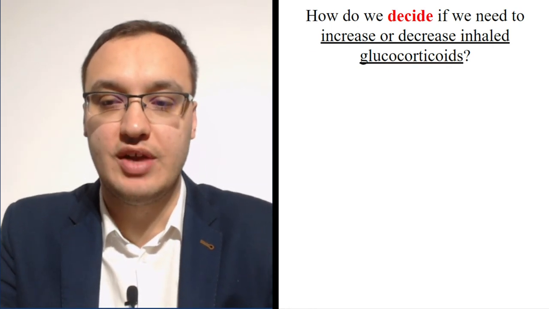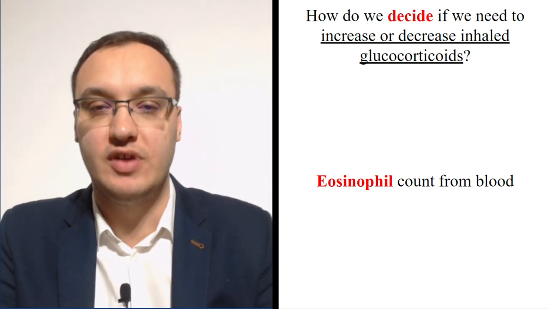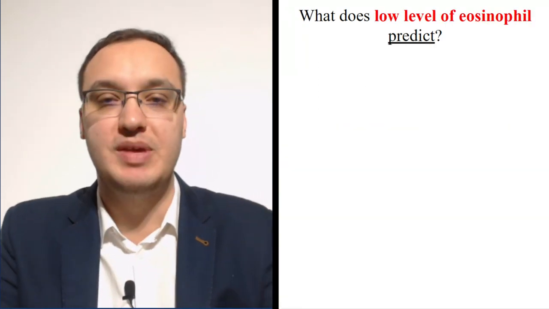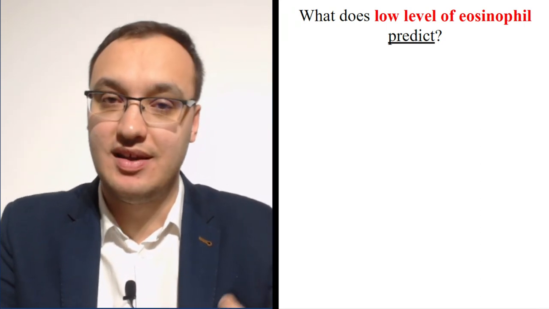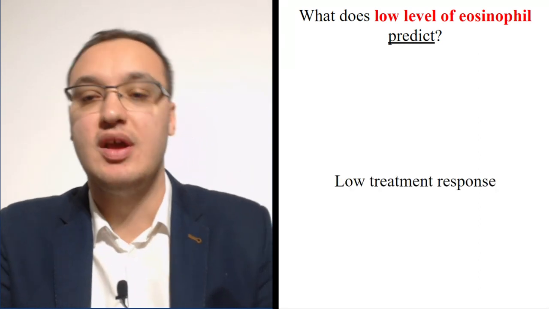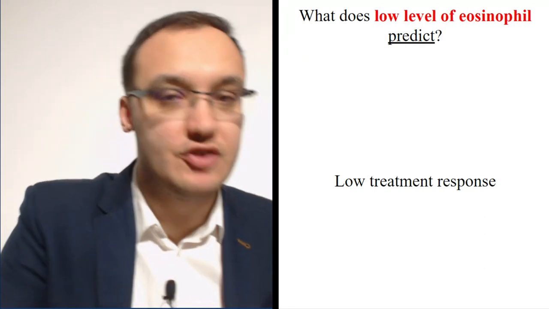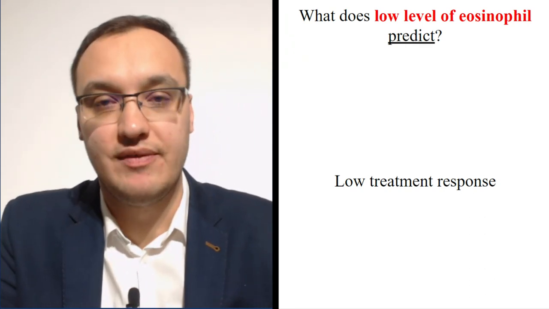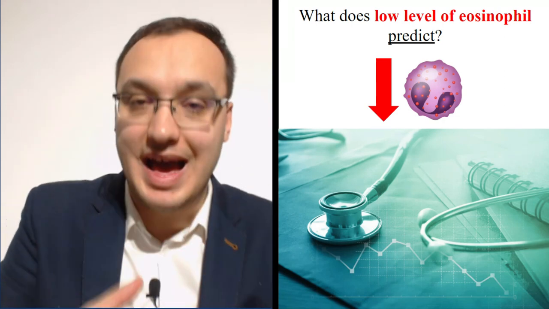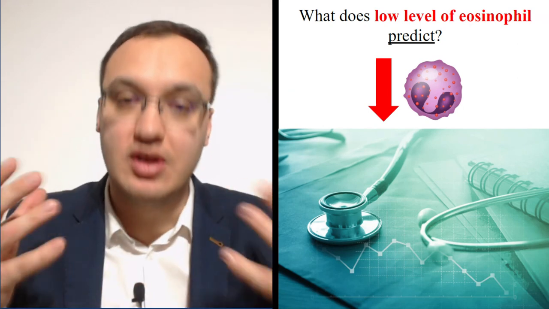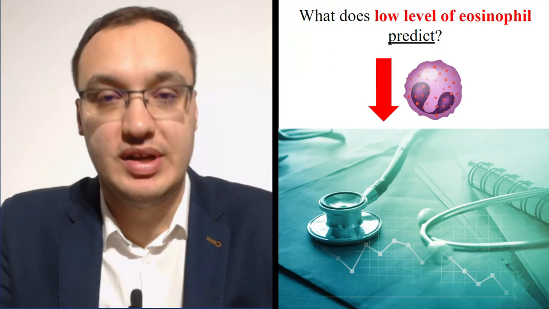Otherwise, how do we decide if we need to increase or decrease the inhaled glucocorticoids? We said, and repeated many times, eosinophil count from the blood, and it should be a very high level of eosinophils if we want to predict a further exacerbation. If the eosinophil count is low, then the treatment response is low, and we cannot really treat this patient so easily. So the best patients are those with a high eosinophil count, because then glucocorticoids will work on that patient. But you're not allowed to stop this glucocorticoid. That's what I mean when it's high.